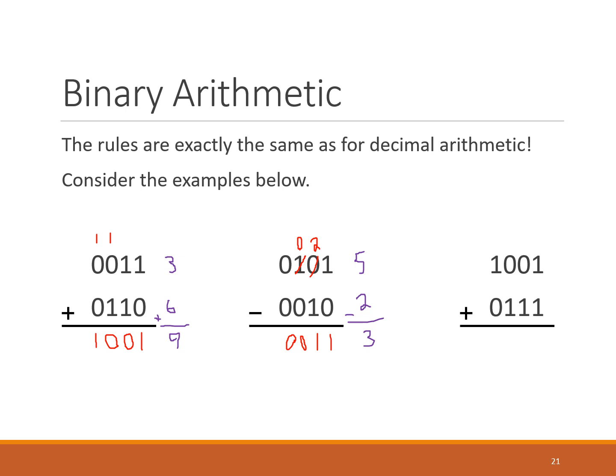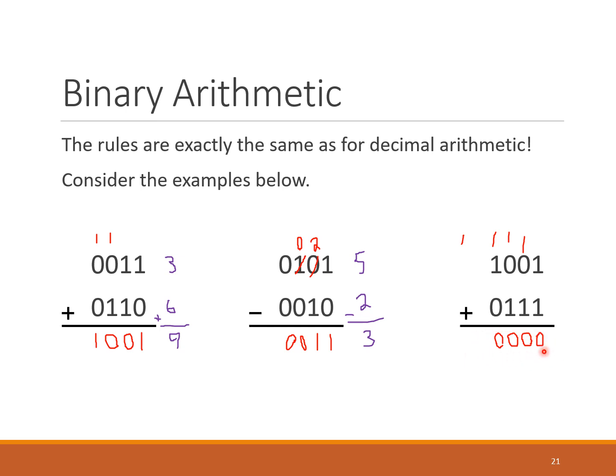Now let's go on to our third and final example here. This is another addition, so we're going to follow the same rules we saw previously. 1 plus 1 gives us a 2, so we put a 0 here and we have to carry the 1. 1 plus 0 plus 1 is again 2, so we put a 0 and we carry the 1. 1 plus 0 plus 1 is 2, so we put a 0 and we carry the 1. And 1 plus 1 plus 0 again is 2, and so we carry the 1. The main reason I put this example in here is to see that we could potentially have an issue if we only had 4 bits available to represent the answer.